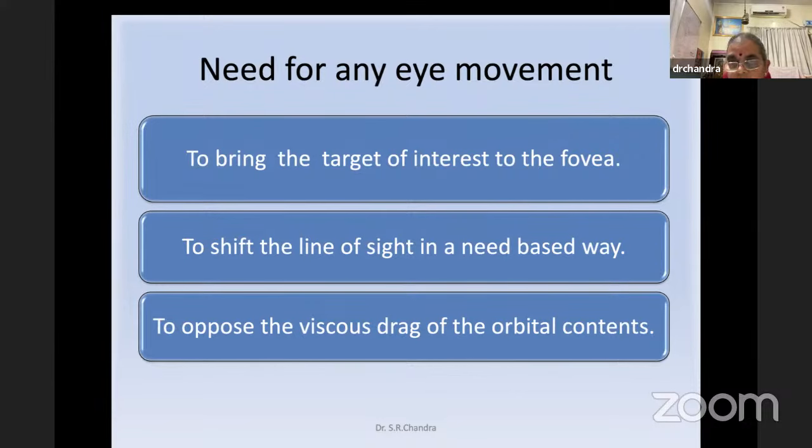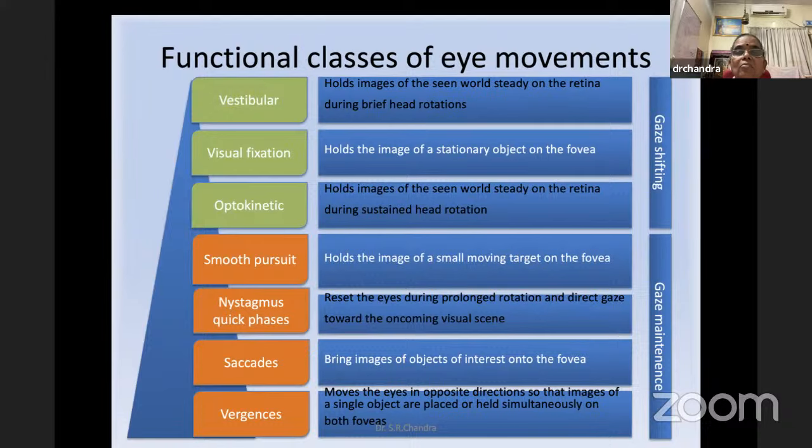For that, these are the various systems. One is the vestibular system, which I have dealt with elaborately. Briefly, I will cover this so that it becomes easy. The vestibular system holds the image of the seen world steadily on the retina during brief head rotation. You know, it is contained in the fluid, endolymph, in the labyrinth. So uniform oscillation in a fluid column will produce inertia. Because of this, after brief head rotation, the vestibular system will stop reacting. That is why for brief head rotation only the vestibular system is useful.